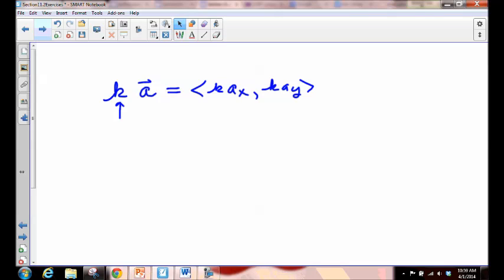And finally, it's extremely important to remember that in this class, we will not be multiplying vectors by each other. That is beyond what we are capable of doing in BC Calc.